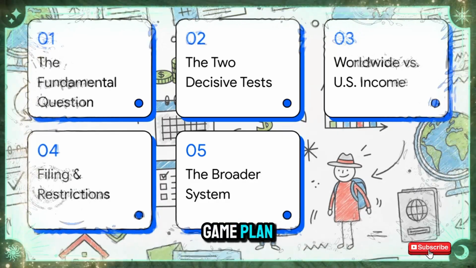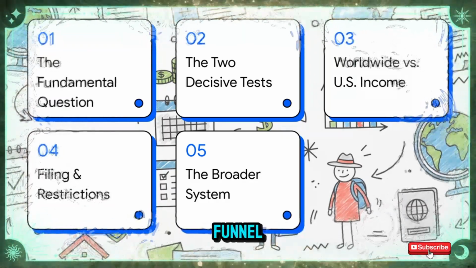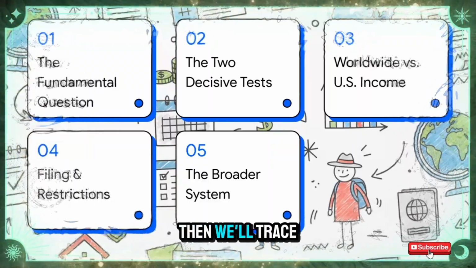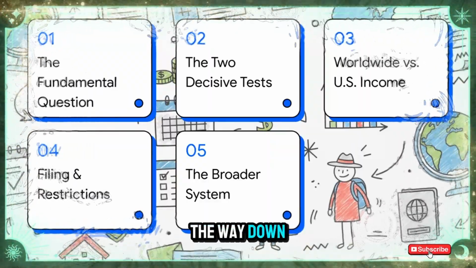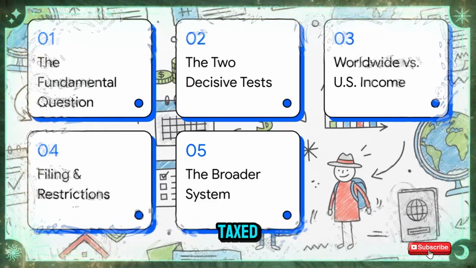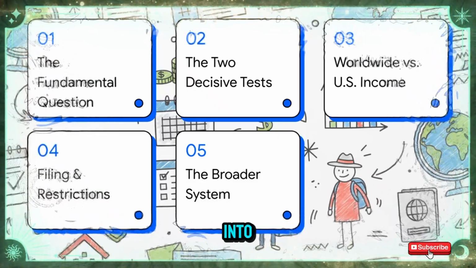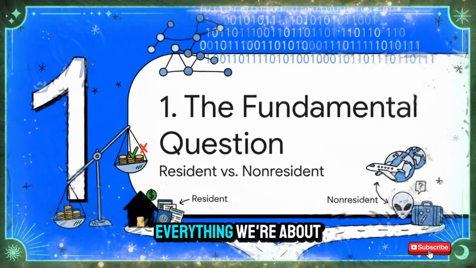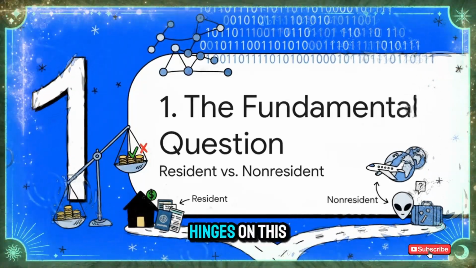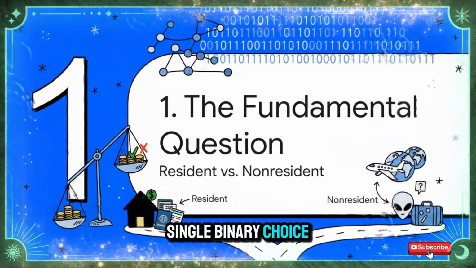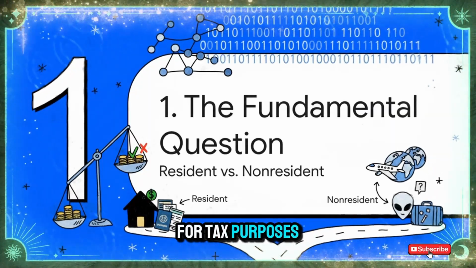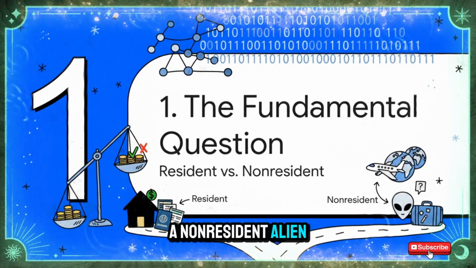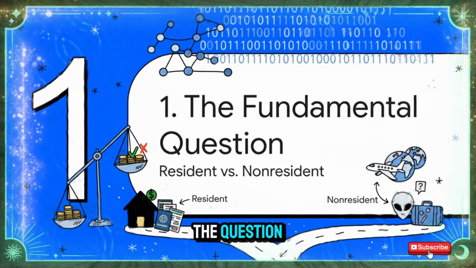Okay, so here's our game plan. We're going to approach this like a funnel, starting with that one big fundamental question. Then we'll trace its consequences all the way down, from what kind of income gets taxed to the exact forms you'll run into. So let's get to it. The entire system, everything we're about to talk about, hinges on this single binary choice. For tax purposes, are you a resident alien or are you a non-resident alien? That's it. That's the question.